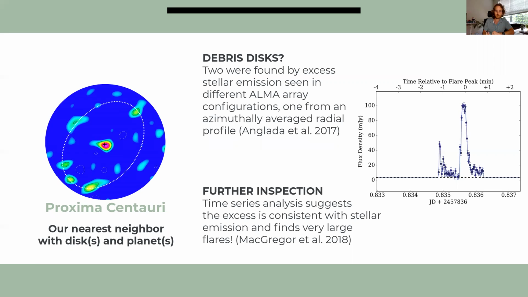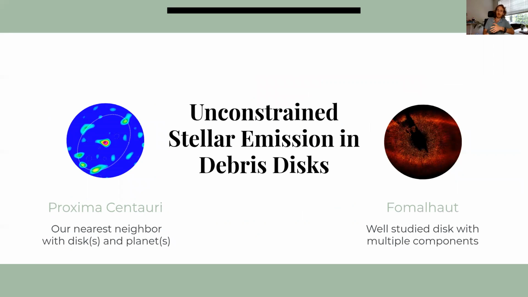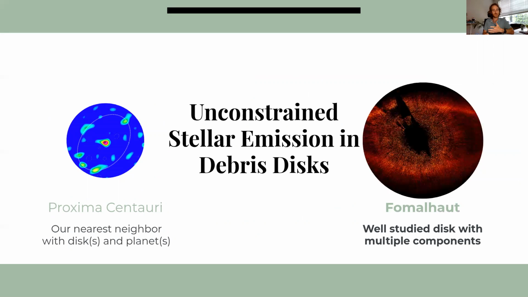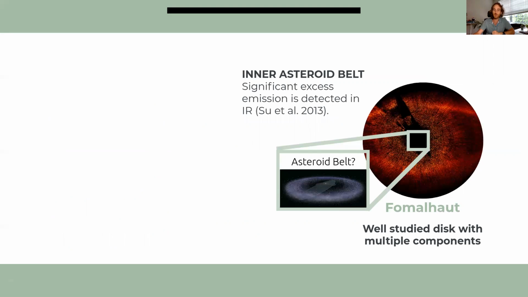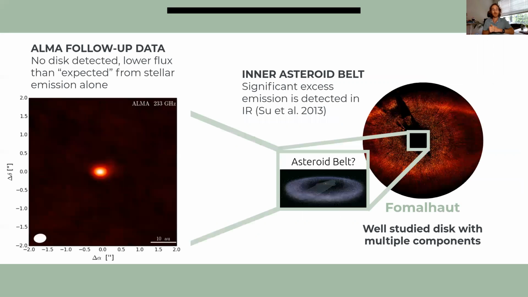Another system I want to talk about is PHOENIX. This is one of the most well-studied debris disks, and it has multiple components. It might have some planets, and it's really nearby, so we have some really cool observations of it. But interior to the outer debris ring, which is very well resolved, is potentially another inner asteroid belt, which has been inferred through excess emission at infrared wavelengths. We followed up on this with ALMA, and instead of finding an excess emission, we found a negative excess emission, which is something you wouldn't think is possible.